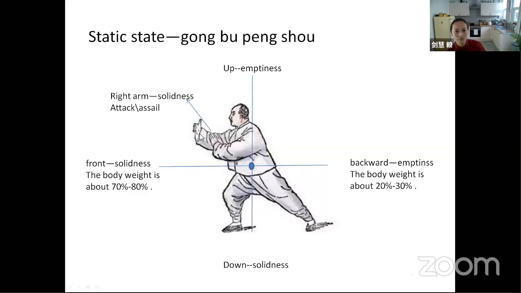In the arms, your right side arm is solidness, because this side is for fighting, touching, doing anything. The other side is emptiness. This is the left hand. The left arm is for defense. So one is solidness, the other is emptiness. But the whole body, the whole arm, is like the Tai Chi.